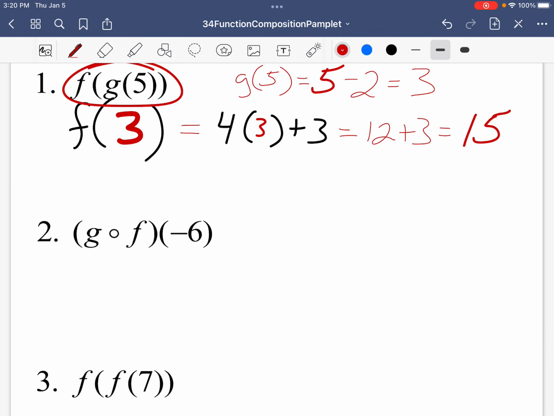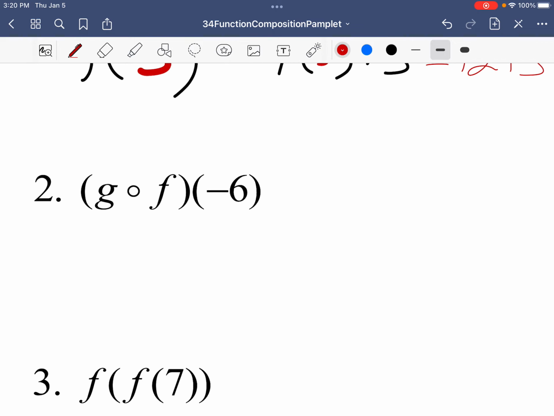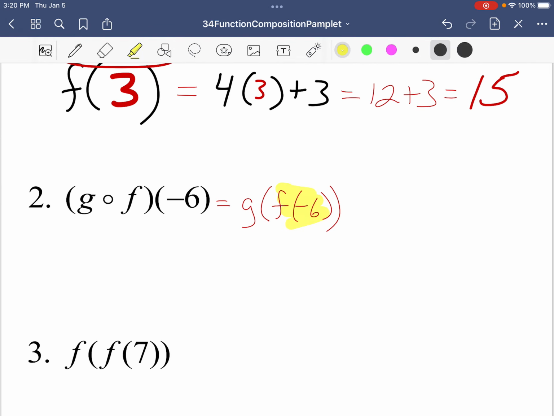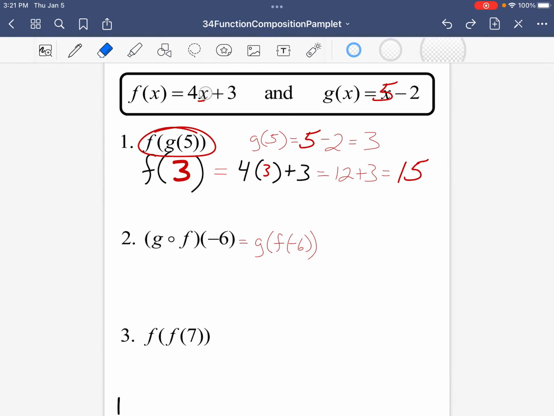Let's try another one. We've got some notation. g of f of negative 6. You could rewrite this as g of f of negative 6, kind of like without the little circle. But again, the little circle just means "of." Now I see f of negative 6. It's on the inside, right? We always start on the inside, so I'm going to now do f of negative 6.